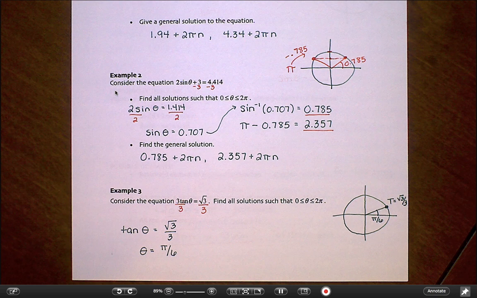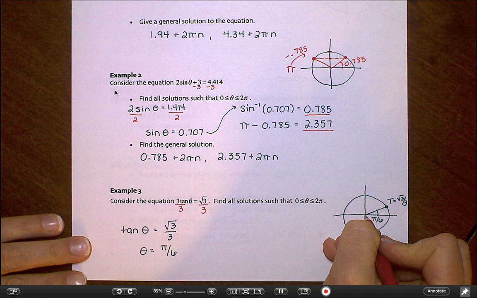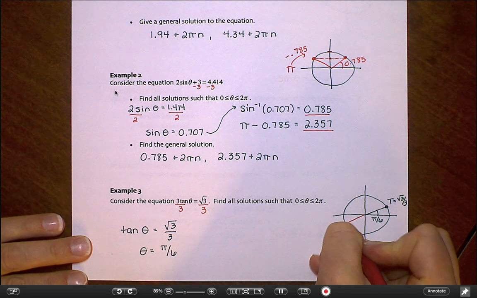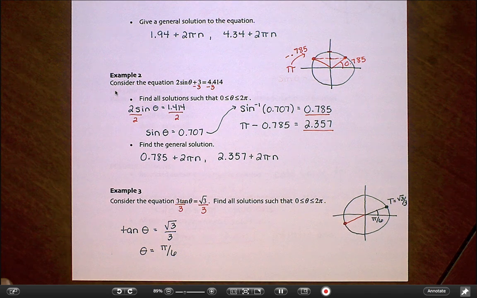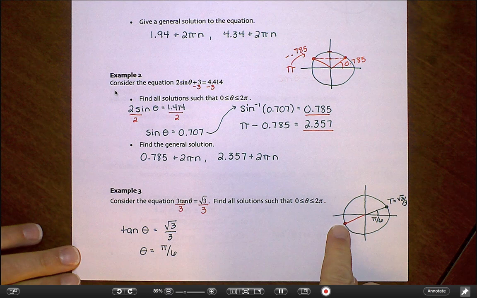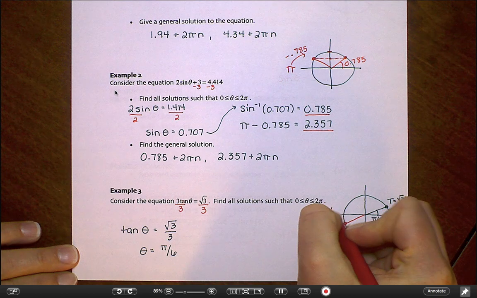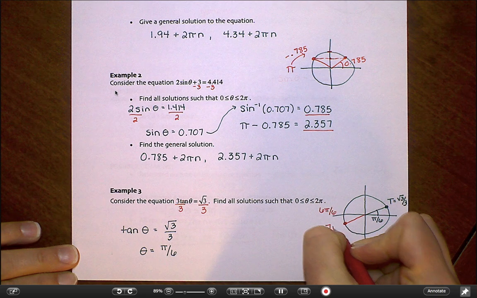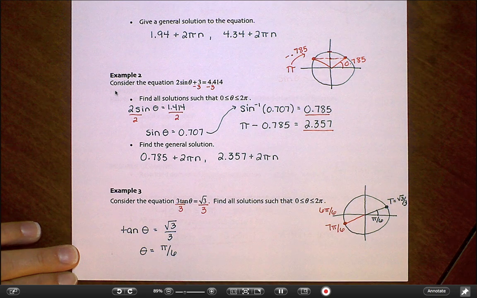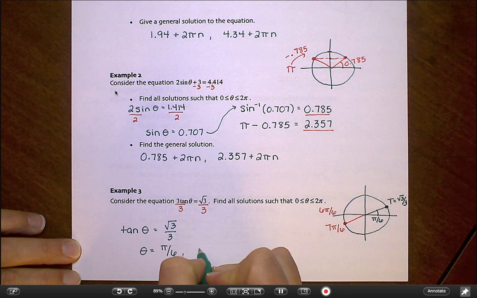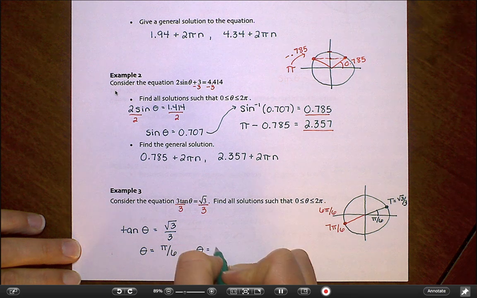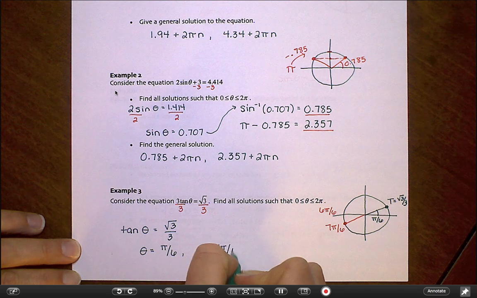Okay, well, where else would it be square root of 3 over 3? Remember, the tangents are the same down here in this quadrant. These two tangents are exactly the same. And so I know what this angle is, which is pi over 6. So this would be 7 pi over 6. I would get the exact same value. So theta equals 7 pi over 6.